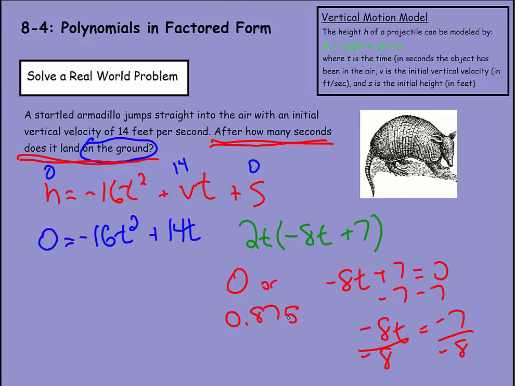So it either took the armadillo 0 seconds to land back on the ground, or it took the armadillo almost 1 second to land on the ground. And this is where you have to use a little bit of logic. Clearly the armadillo was in the air for some time, so it can't be 0. So our answer then would be 0.875 seconds.